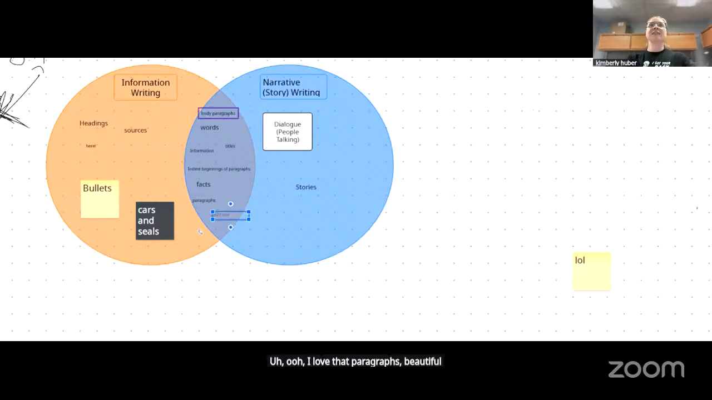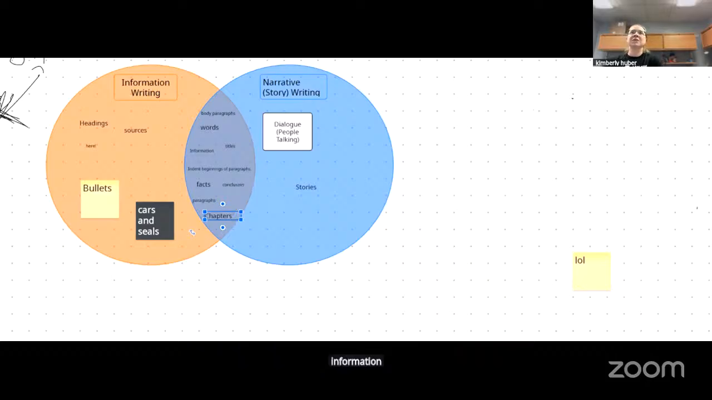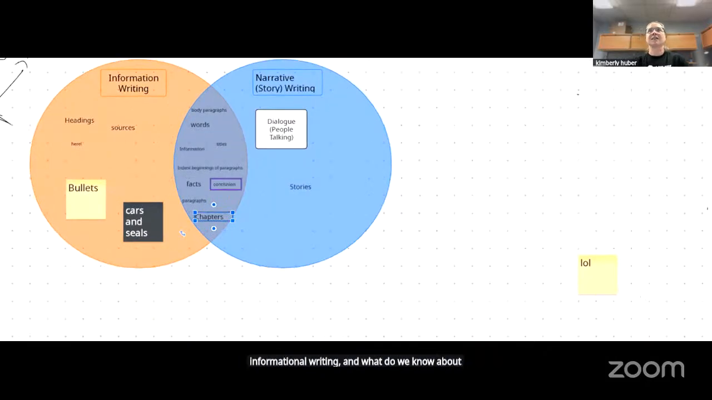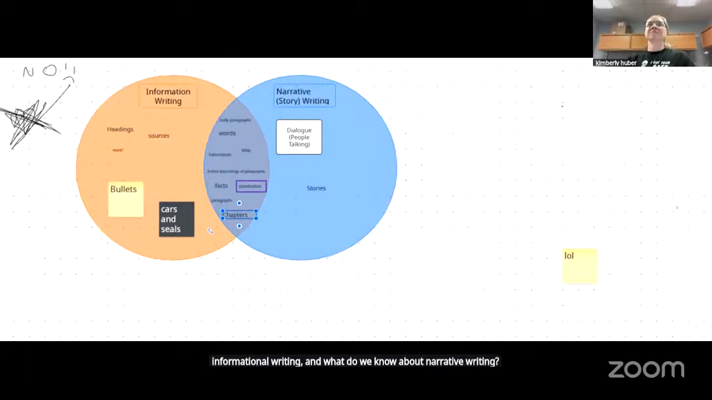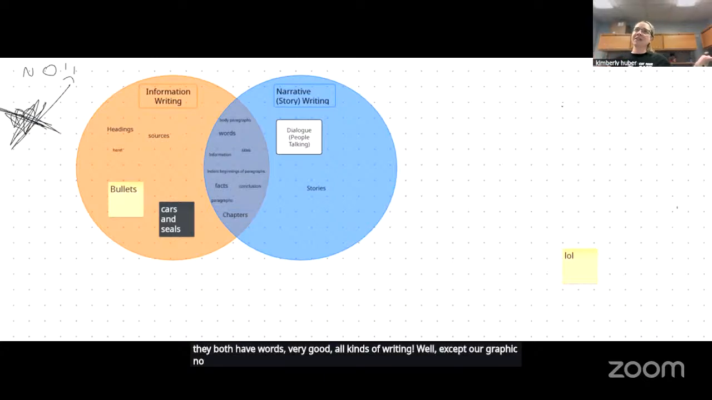Beautiful. Hi, Leland. We're writing on the whiteboard on your screen. We're deciding what we know about informational writing and what we know about narrative writing. They both have words. Very good. All kinds of writing, well, except our graphic novels. We did those in pictures. They had pictures and words, which both of them could also have pictures. Ooh, there's a lot of things that are the same.